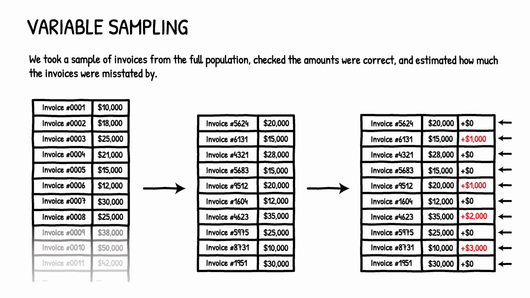That's because variable sampling is a form of substantive testing, where each item is measured in terms of how much error it contains. In our case, the amount the invoice is misstated by. We can then total the misstatements to determine how much the sample was misstated by. In this case, the sample was misstated by $7,000.